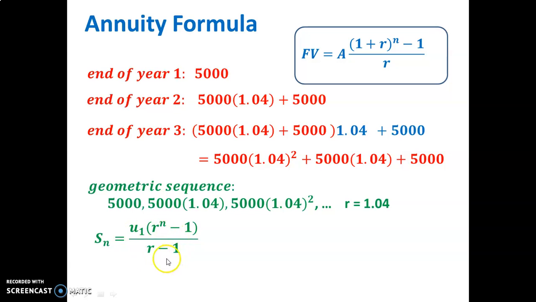So here's a geometric sequence formula. I'm going to put in 5,000. There's our U1 right here. There's our rate to the third power if I'm doing 3 years. Minus 1, 1.04 minus 1. And we're going to get some amount after 3 years.